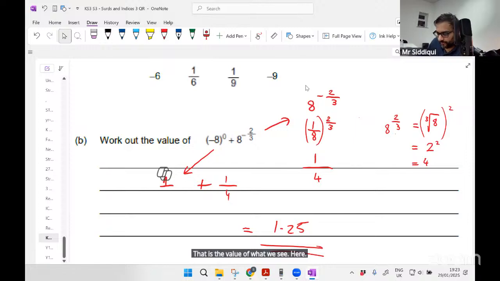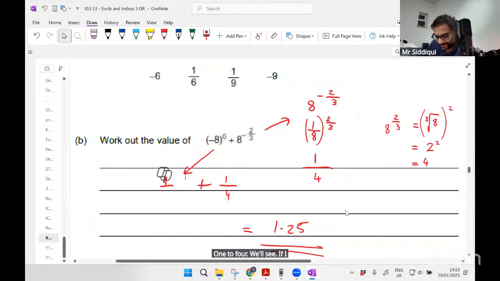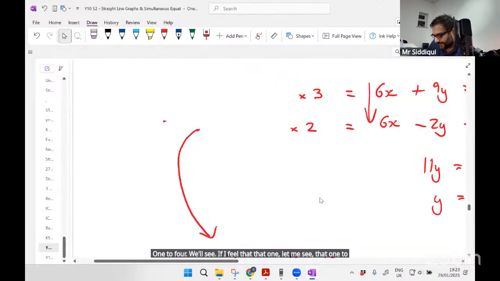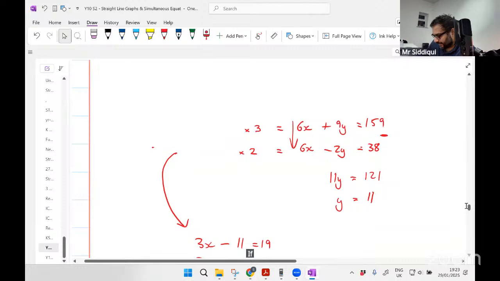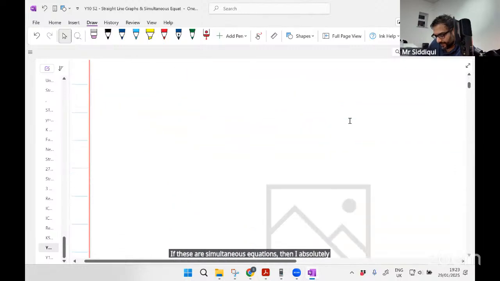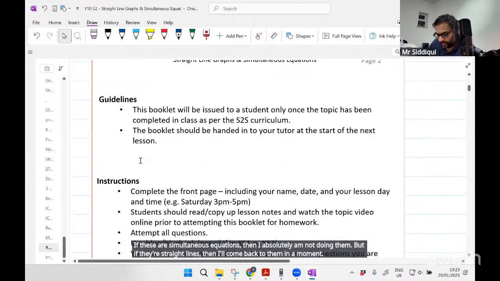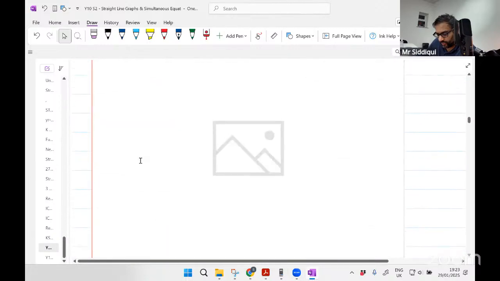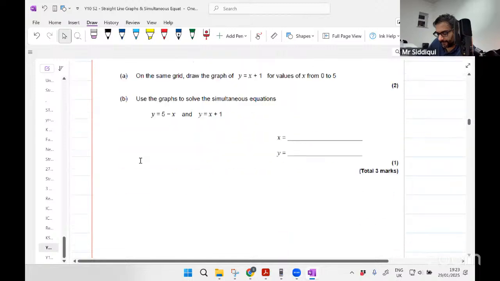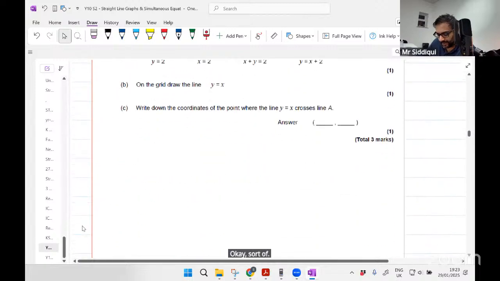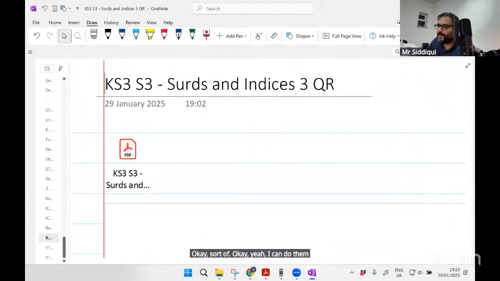1 to 4 from the year 10 booklet. If these are simultaneous equations, then I absolutely am not doing them. But if they're straight lines, then I'll come back to them in a moment. Okay, sort of. Okay, yeah, I can do them. But let me see what else there was first.